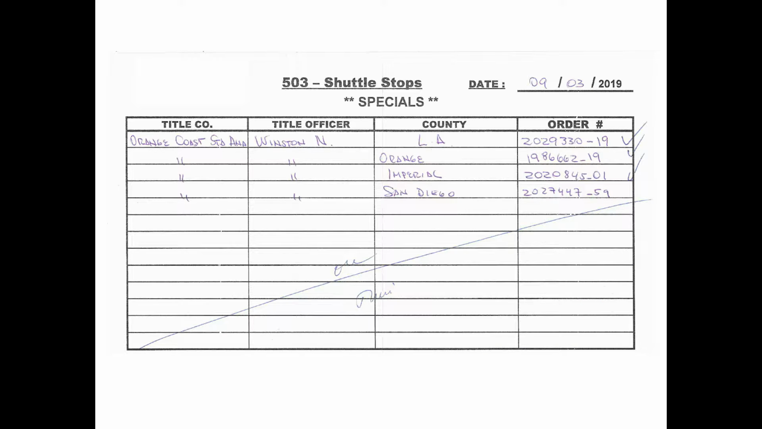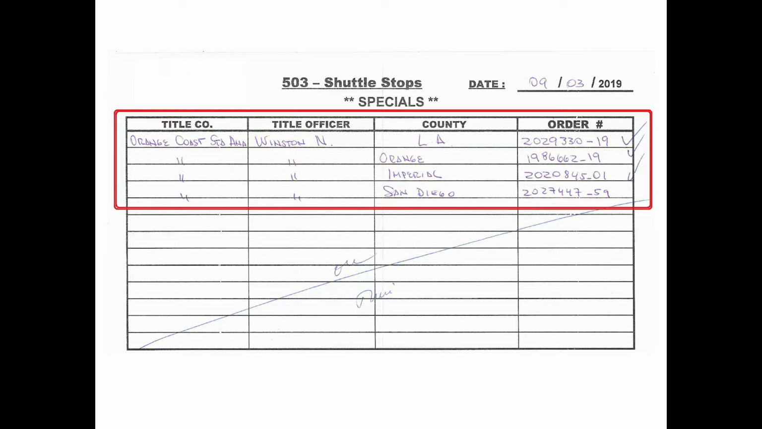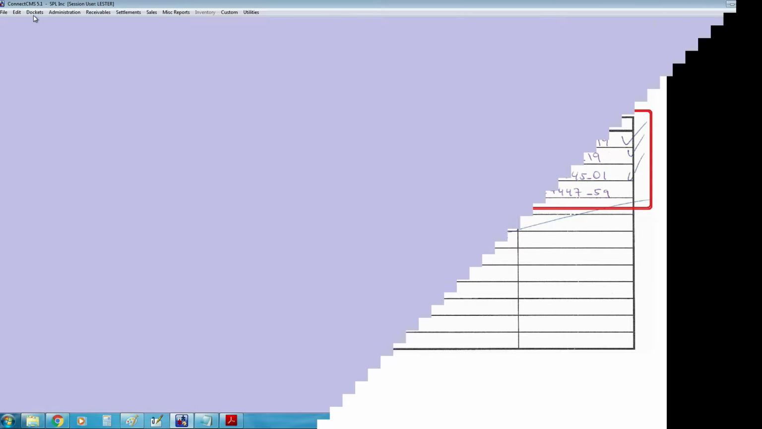Now we need to turn over the route sheet and view special information entered by the driver. Here we have more information about the special recordings picked up at Orange Coast Title Company. The counties for which there were special recordings are Los Angeles, Orange, Imperial, and San Diego. We need to enter this data into Connect so that the customer can be invoiced.